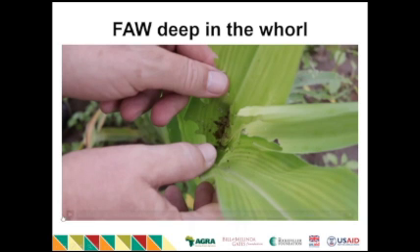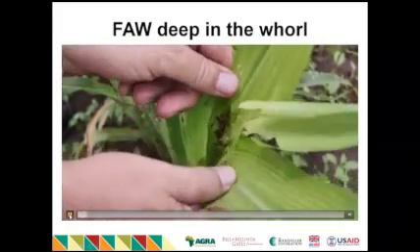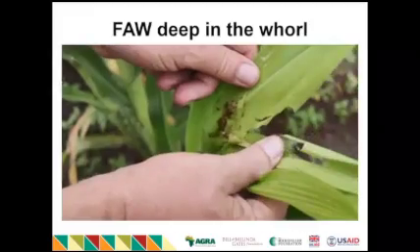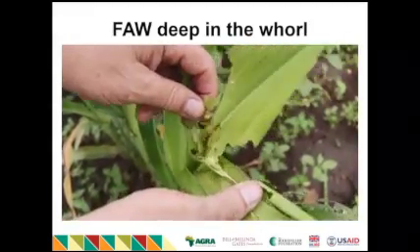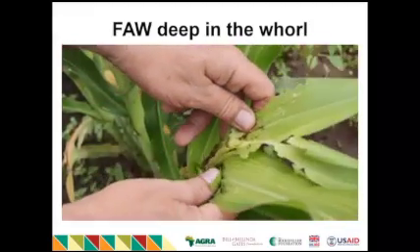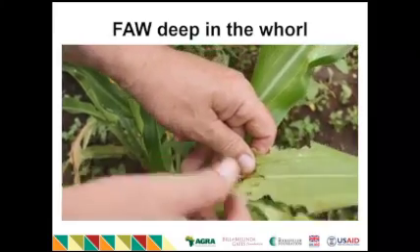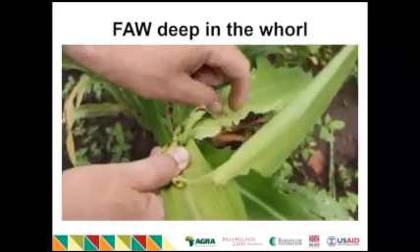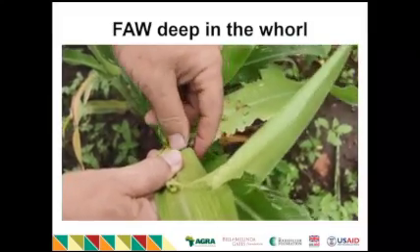What you can see in this slide is somebody opening up the whorl of a maize plant to indicate how deep in the whorl the fall armyworm is actually situated. As you can imagine, it's very difficult to get a spray solution so deep into the whorl by simply spraying over the top of the maize plant.